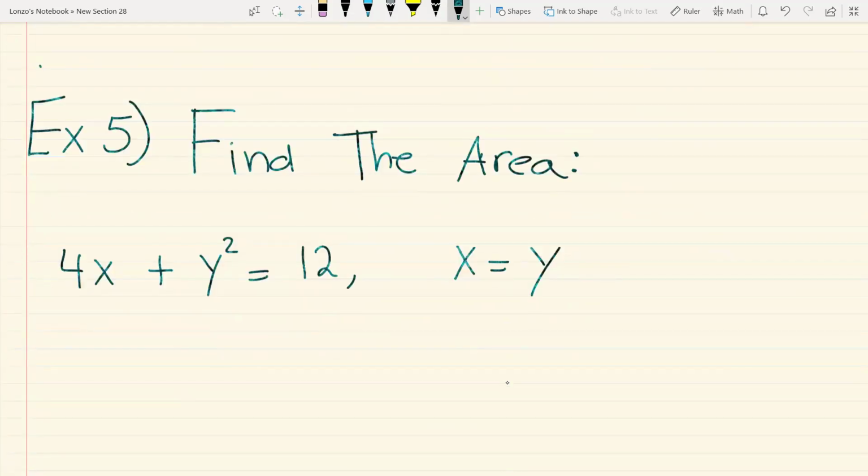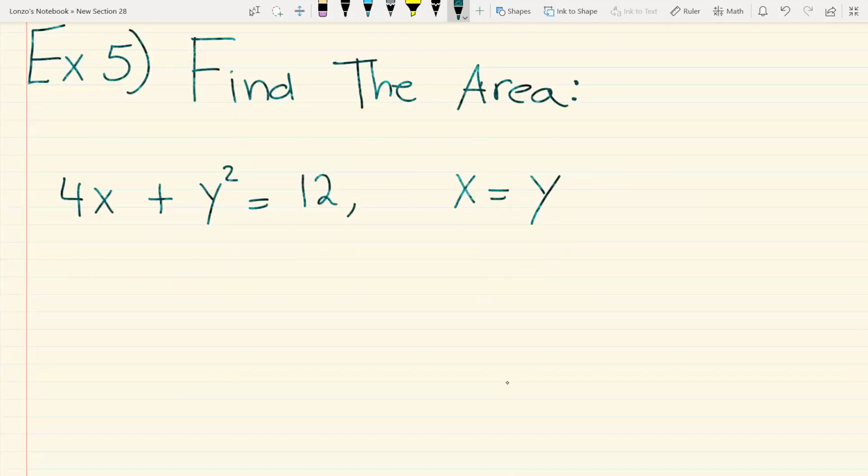Example 5 says find the area of the function 4x plus y squared equals 12 and x equals y. We do not have our domain or the point of intersection given, so we have to find it. So how do we do that? We set the equations equal to each other. So we set this to this. You can read x equals y as the same thing as y equals x.